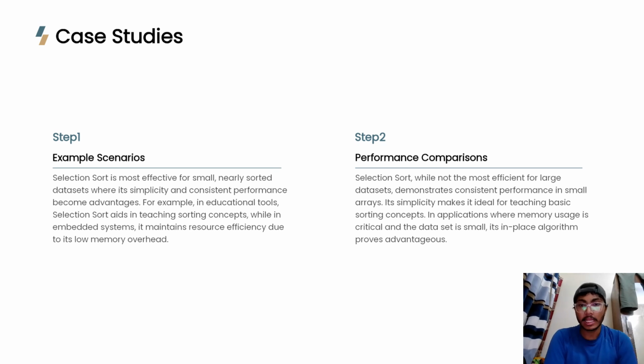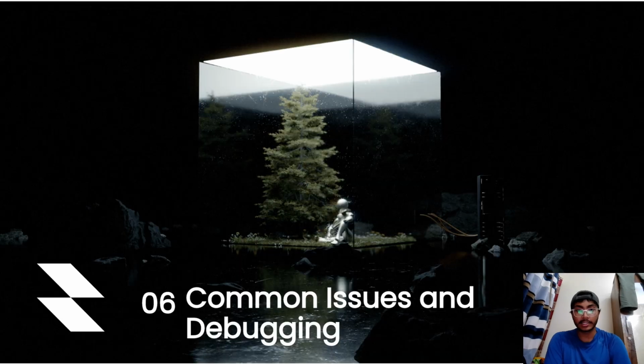Performance comparisons. Selection sort, while not the most efficient for large datasets, demonstrates consistent performance in small arrays. Its simplicity makes it ideal for teaching basic sorting concepts and for applications where memory usage is critical and the dataset is small. Its in-place algorithm proves advantageous.